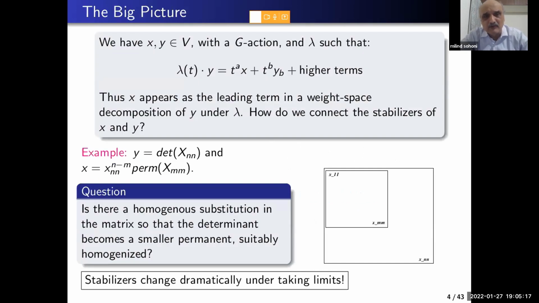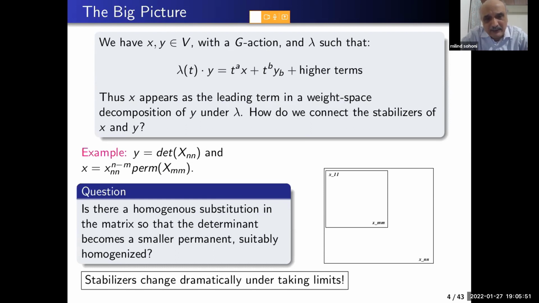So the big picture, of course, is that we have x and y, and there's a G action through a one parameter subgroup, and when lambda t acts on y, and we have the weight space decomposition, then x is the leading term. And then the question really is how do I connect the stabilizers of y and x under this one parameter family? So this is the quintessential example.